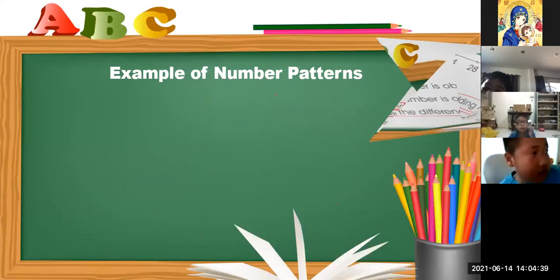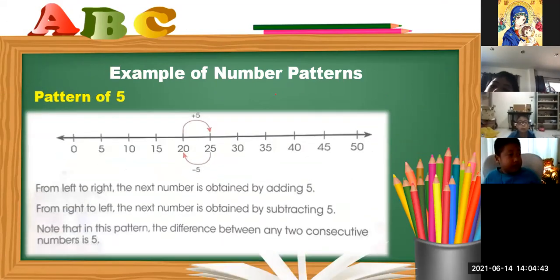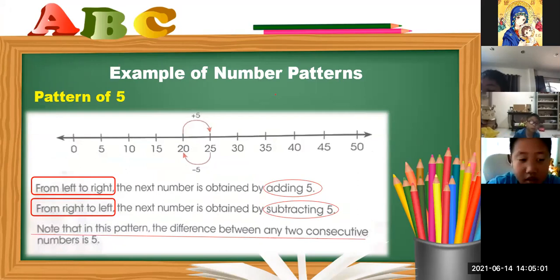Another example. This pattern of 5. Same thing, from left to right, it is obtained by adding 5. And if from right to left, the next number is obtained by subtracting. Subtract is minus, adding is plus. So same thing, the difference between any two consecutive numbers is 5.